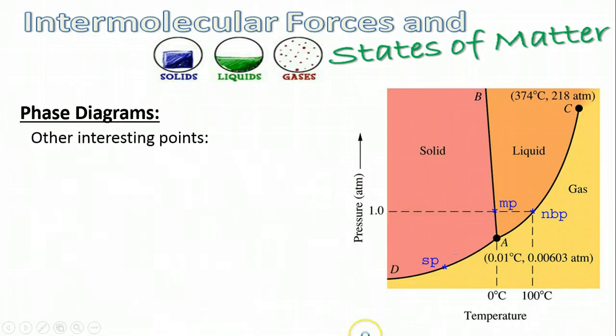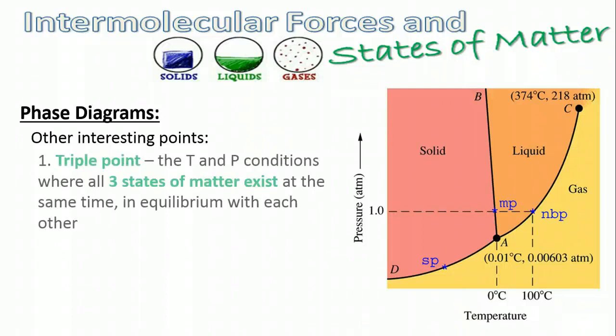The final thing we need to talk about are just some other interesting points you can find on these phase diagrams, starting with something called the triple point. This is the temperature and pressure condition where all 3 states of matter exist at the same time in equilibrium with one another. On this graph, it's going to be where all 3 lines meet at point A. That is the triple point.